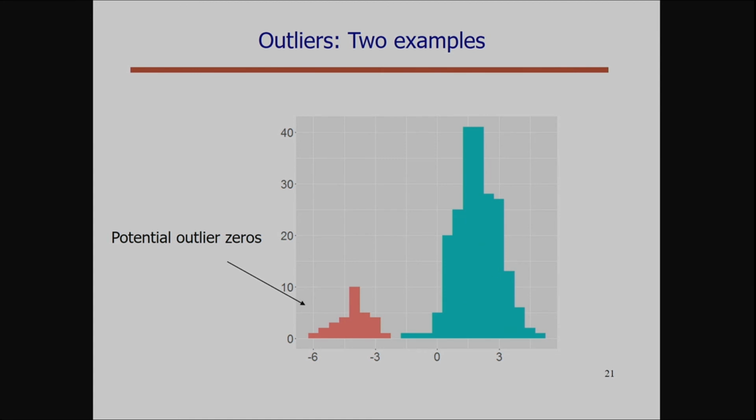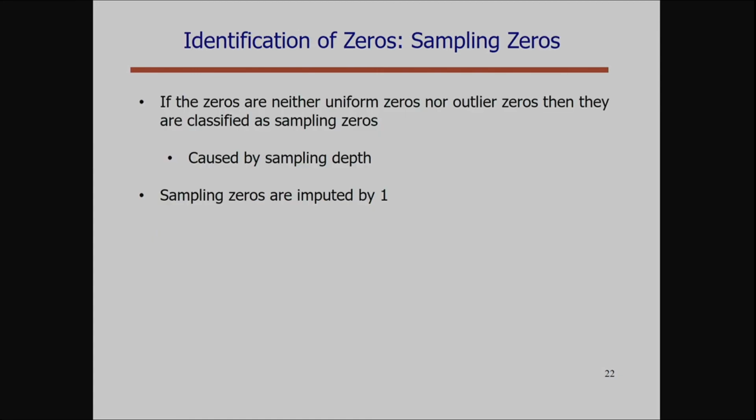And if we are unable to sort either of the two, we consider them to be potentially zeros because of the sampling depth. In this case, we impute all those data by adding a 1 to the data point. Okay.